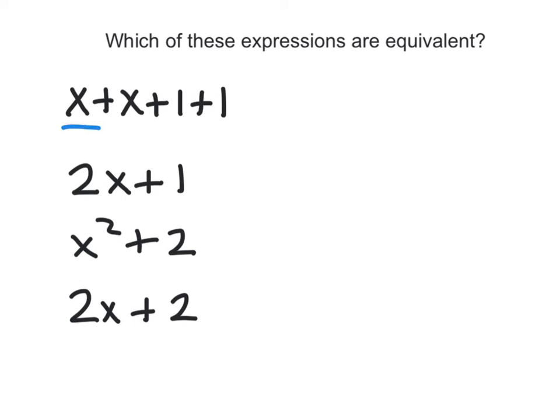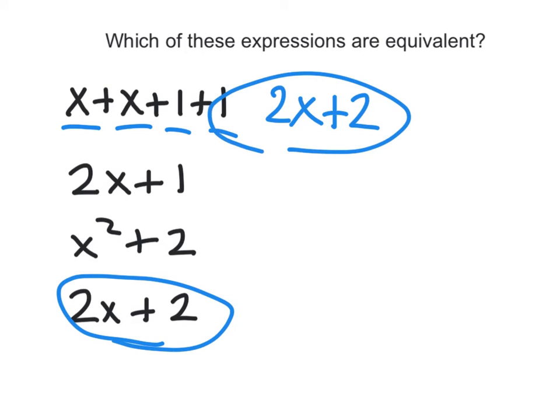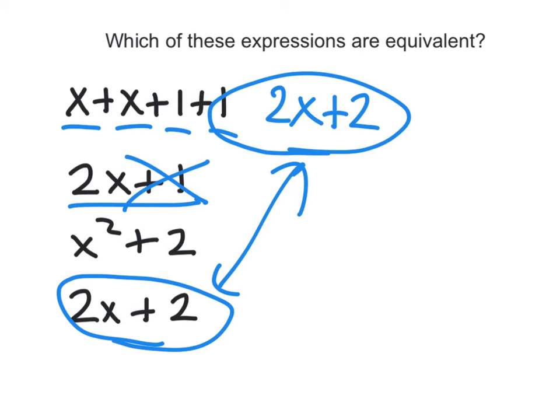Okay, the first expression, there are 2 x's. And 1 plus 1, so that's 2. So this one and this one, those are the same. 2x plus 1, no, that's not the same. And this is x squared, that's x times x, not x plus x. So that wouldn't be the same either. So those 2 were the same.